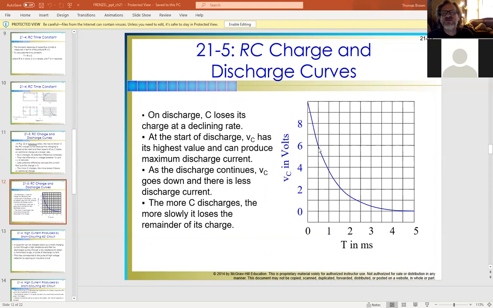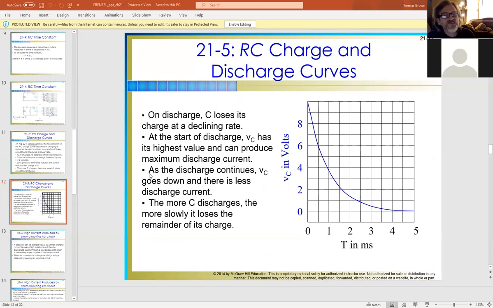So we can see our initial rapid discharge is right in that first millisecond. In that first millisecond, we get a rapid fall, and then it goes slowly and slowly until finally, after 5 milliseconds, this thing is bled out, and now it's fully discharged.